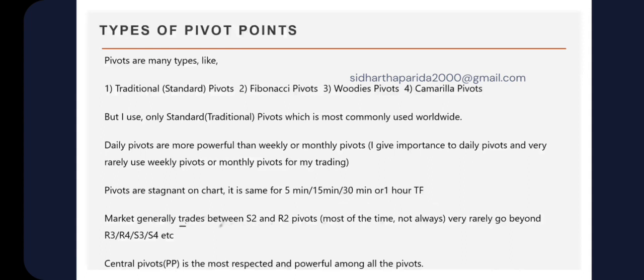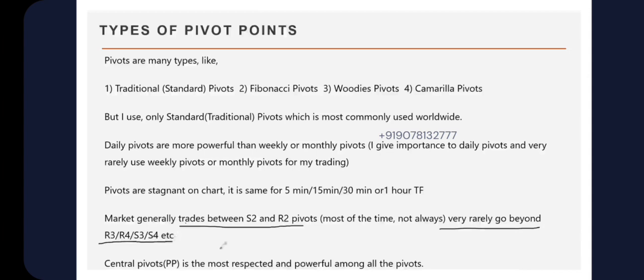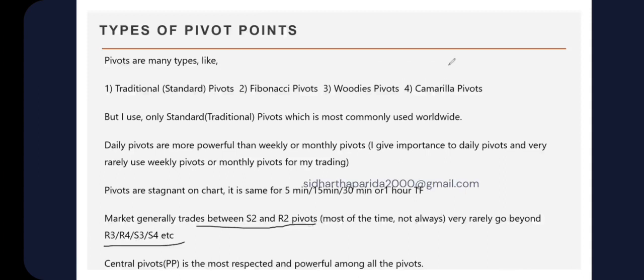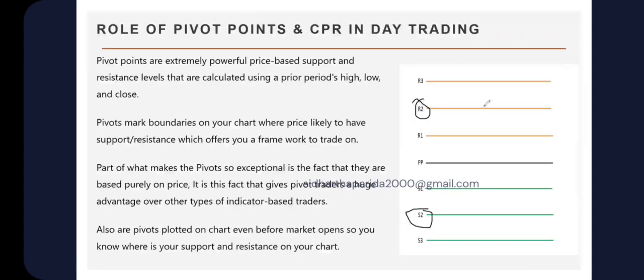The market generally trades between the S2 and R2 pivots. Very rarely does it go beyond R3, R4, S3, S4. Most of the time, not always. Nothing you take from this webinar is 100%. Nothing is writing on the wall. Nothing is 100%. All are probabilities. All are most of the time, not always. So you will see that most of the time the market trades between S2 and R2, very rarely beyond R3, S3, R4, S4. Most of the time, the market trades within this range.